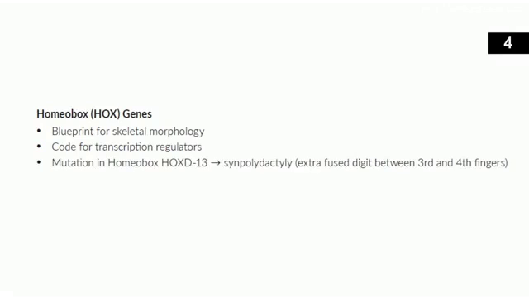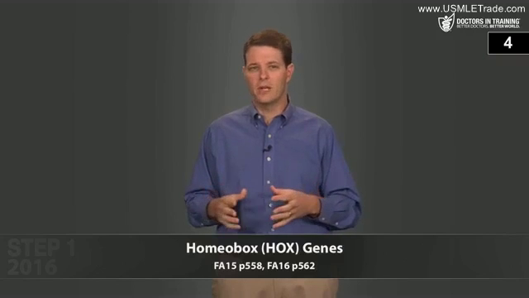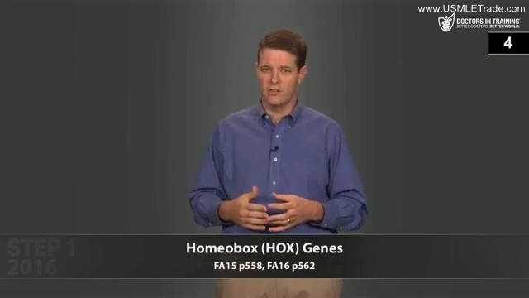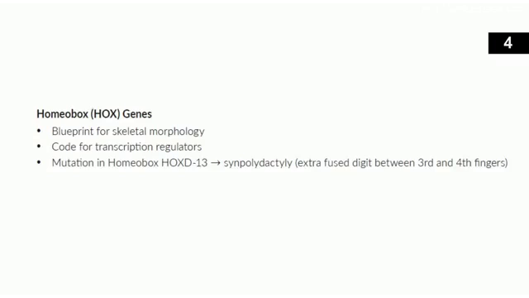Poly is many or multiple, and then dactyly has to do with the digits. So polydactyly is when you have more than the normal number of digits on a hand, kind of like the six-fingered man in The Princess Bride. But then syn means together, so syndactyly is where you have fusion of the fingers. So with this HOXD13 mutation, you have synpolydactyly, so there are extra digits and they're fused together. And we've already mentioned that excess vitamin A, or retinoic acid as a derivative of vitamin A, can alter HOX gene expression.